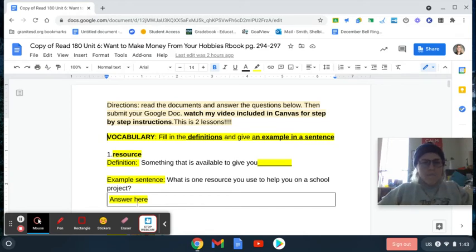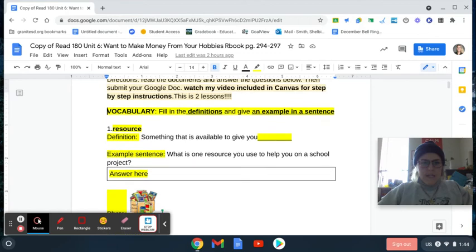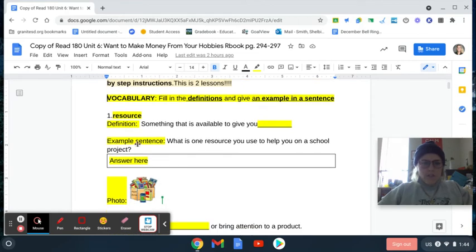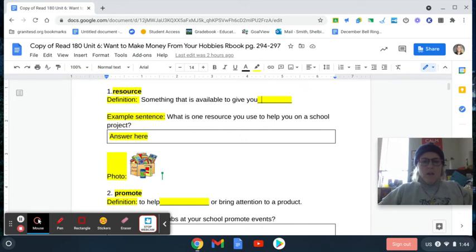Okay. The first vocab word is resource. The definition is something that is available to give you help. A resource is something that gives you help. Like the internet can be a resource, or your parents can be a resource, or your phone can be a resource.